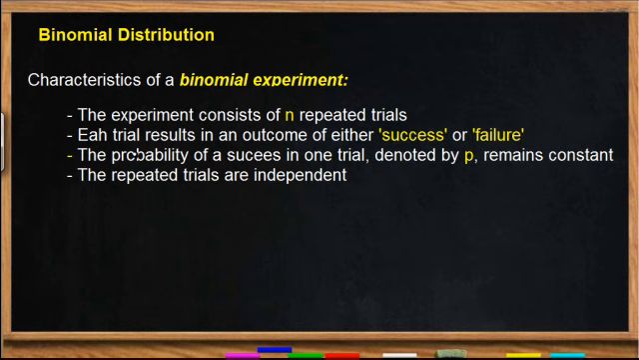Then the probability of a success in one trial, denoted by P, remains constant, meaning ang probability nga makuha ta sa atong gusto kuhaon or success is constant. P ang symbol. Then the repeated trials are independent, meaning dili mapektuhan ang sunod nga trial sa previous trial. Okay, so para mas masabtan pa, mag-example ta: mag-toss ta og coin.